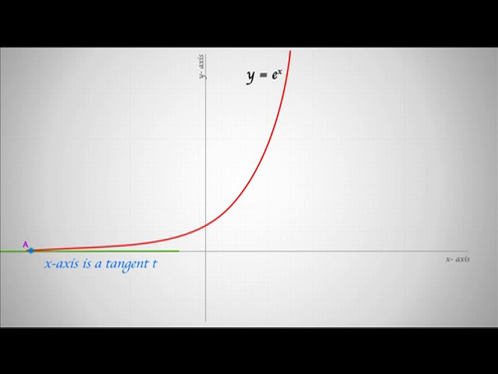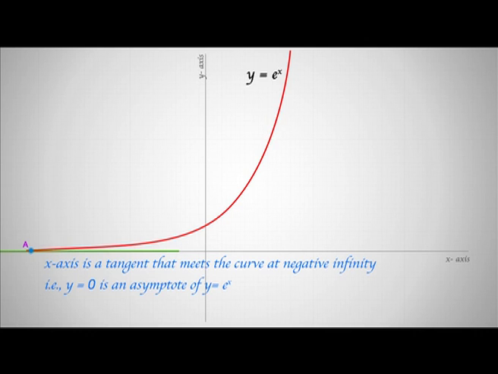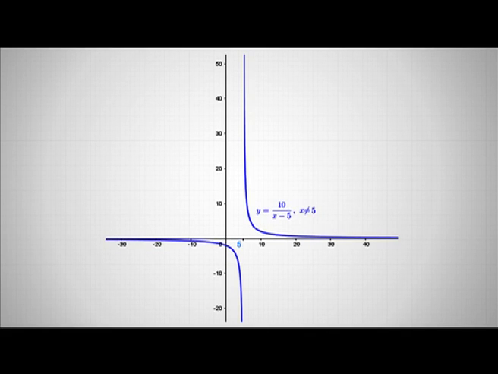Thus, x axis is a tangent that meets the curve at negative infinity, that is y equal to 0 is an asymptote to the curve y equal to e power x. We note that the x axis, that is y equal to 0, is a horizontal asymptote of y equal to e power x. As another example, consider the function y equal to 10 divided by x minus 5, where x is not equal to 5.